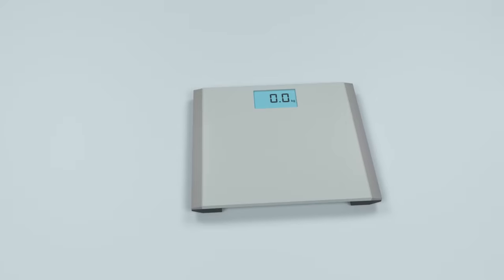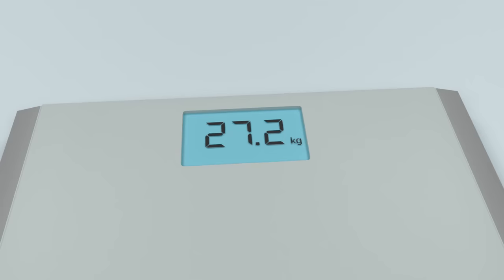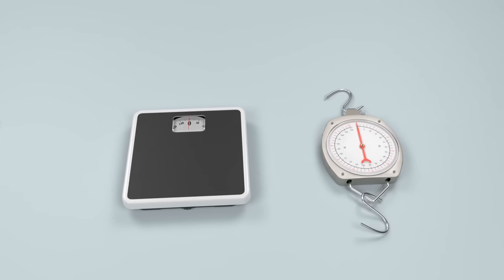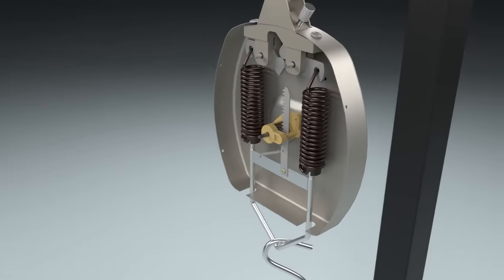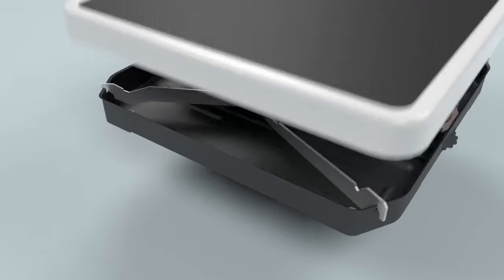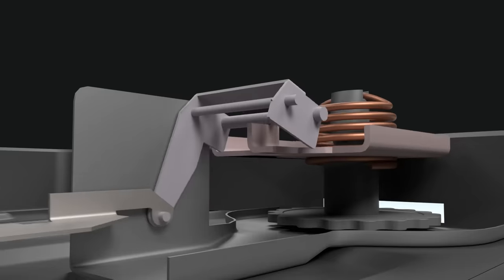Most scales nowadays are digital. They use electricity to determine how much something weighs. What I'm interested in is these old-style mechanical scales, sometimes called spring scales. No batteries required here. In this video, we'll take apart two of these scales to see how they work on the inside.